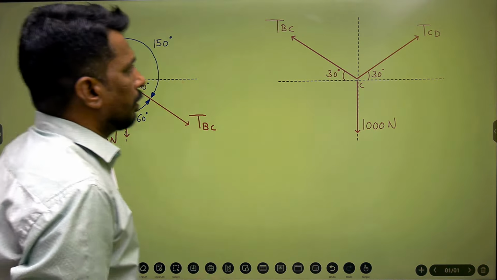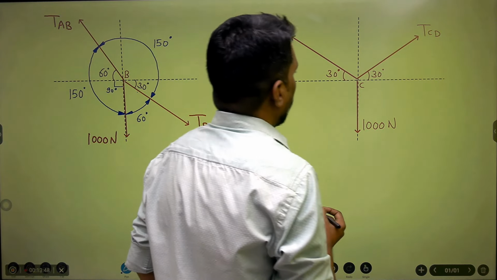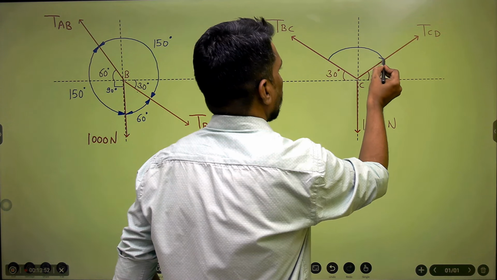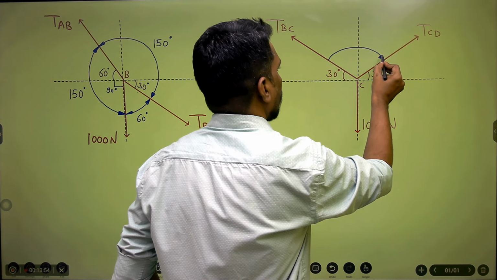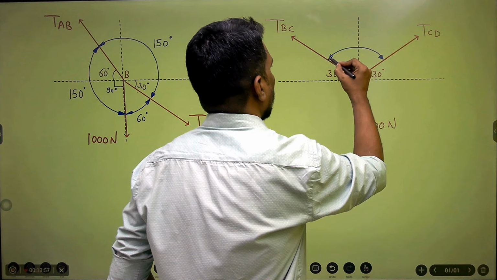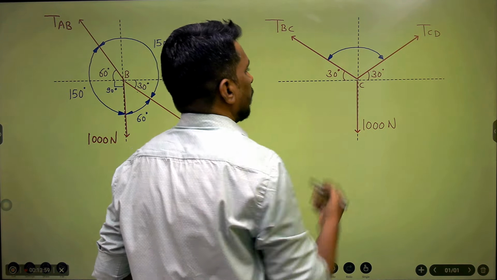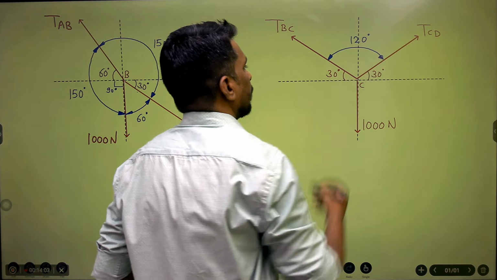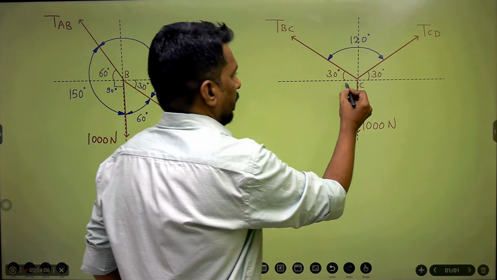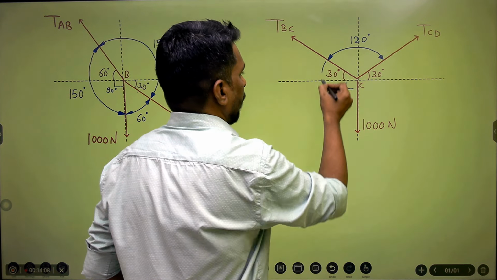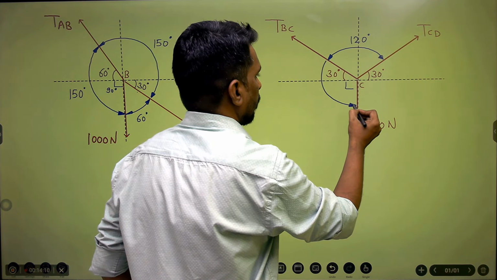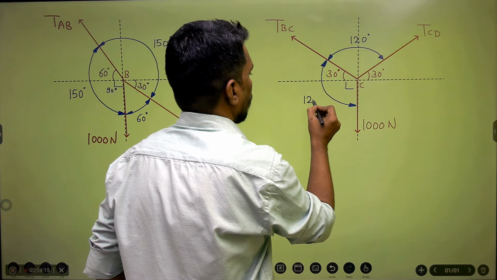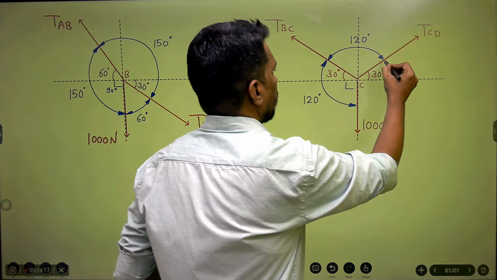Now coming to this question, this point C. So this angle is very easy to calculate. Thirty, 30, 60, 180 minus 60. So this becomes 120. Okay. Now this is 90 that we know. So 90 plus 30 again 120. And this is again 120.